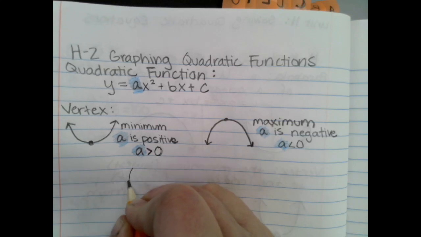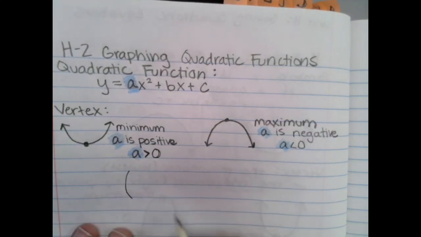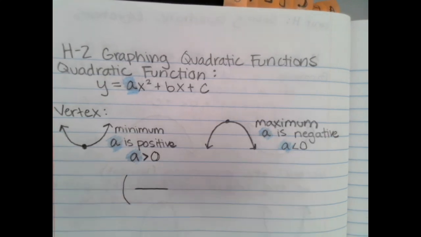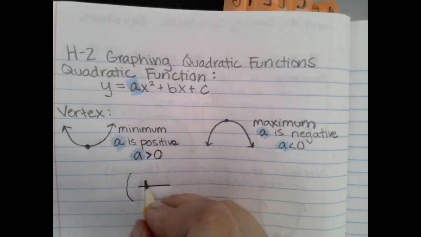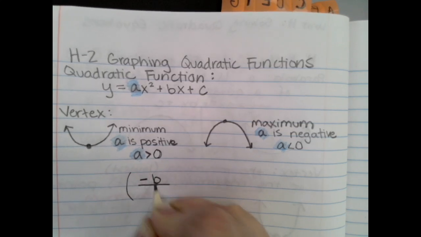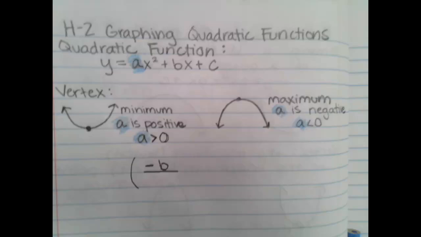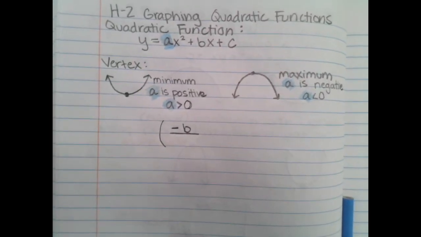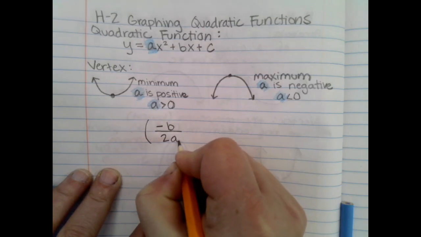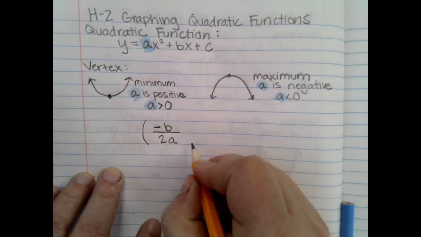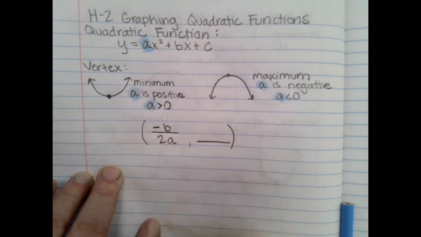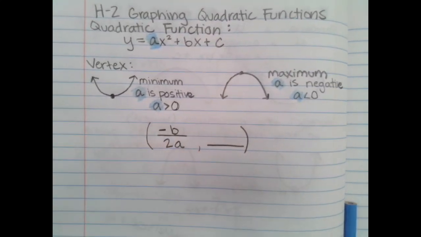Okay, so to find the vertex, we use this formula. First, we're going to do an ordered pair. In the first part of the ordered pair, we fill out a fraction, and it's going to be a negative sign and then a B. And then on the bottom goes 2A. And then there's going to be another number there. We won't know that number until we find that first number, because this is our input.